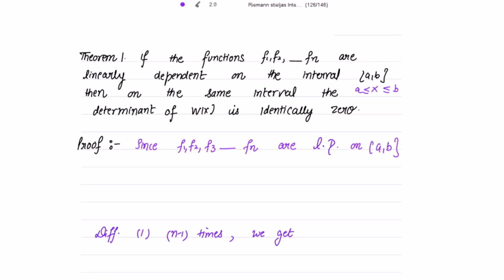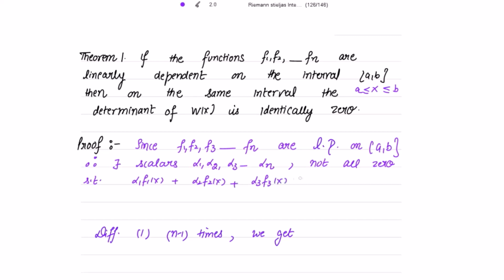Okay, so given to us that the functions are linearly dependent, which means there exist scalars alpha 1, alpha 2, alpha 3 up to alpha n, not all 0, because for linearly dependent the scalars are not all 0, such that alpha 1 f1(x) plus alpha 2 f2(x) plus alpha 3 f3(x) plus so on alpha n fn(x) is equal to 0 for all x belonging to the given interval [a, b], which is closed, right?